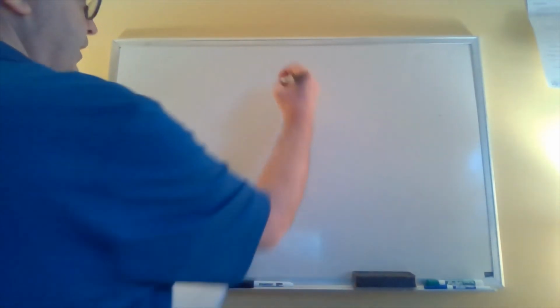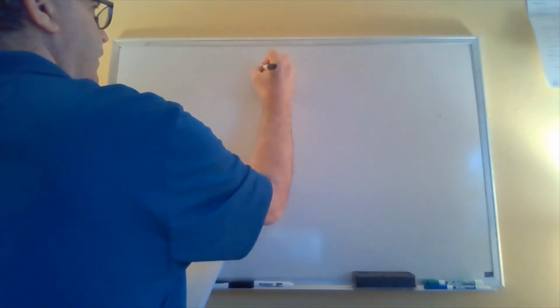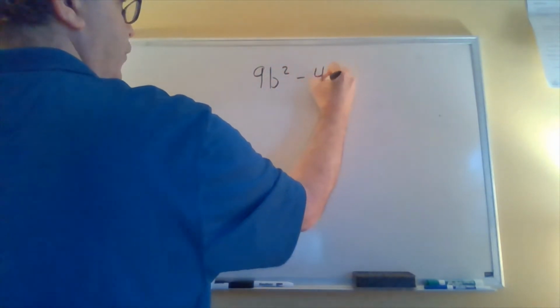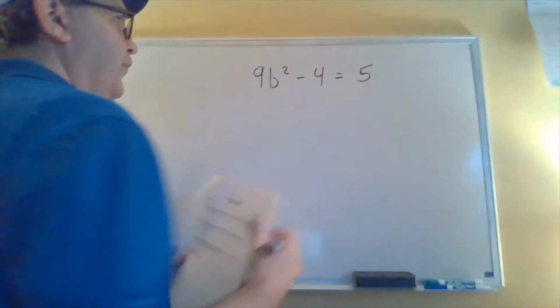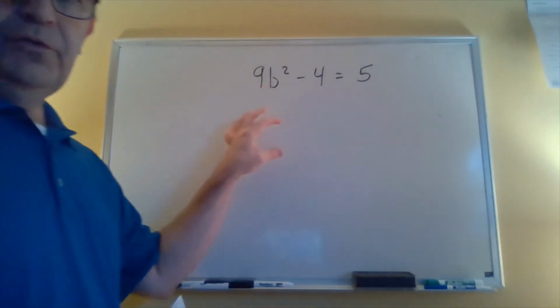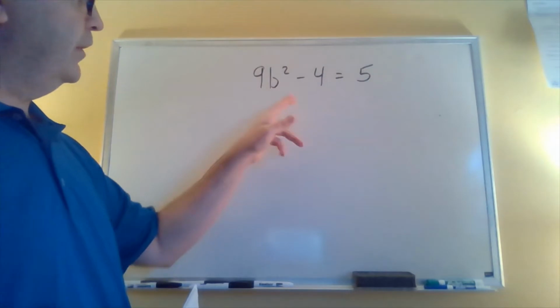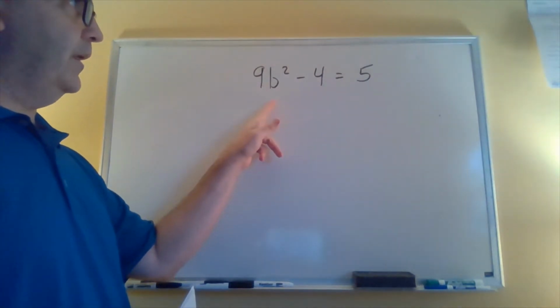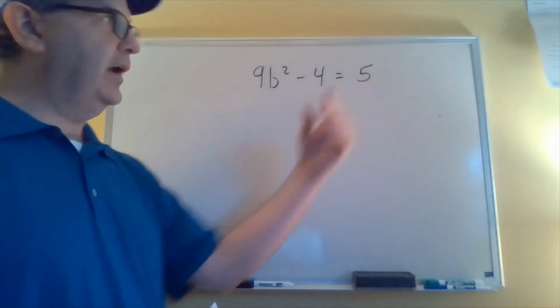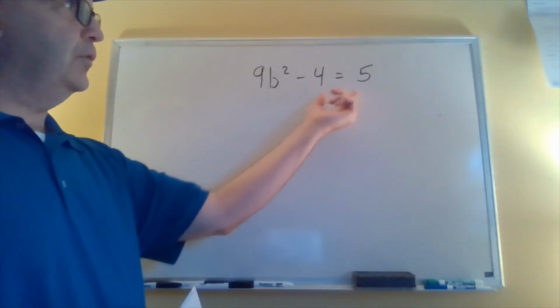First one we'll look at is 9b squared minus 4 equals 5. The first thing, or what we're trying to do, our first step when we're working on the square root method is we want to get our squared component by itself on the left side and a number, a constant, on the right side. So we want squared component equals a number.